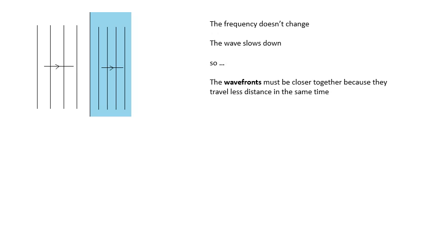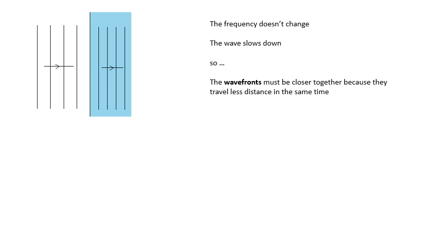Now, the frequency doesn't change. The frequency is the number of waves every second. That can't change. We're not creating or losing waves. So the frequency doesn't change, but the wave slows down. So because of that, the wavefronts have to get closer together because they have to travel less distance in the same time, so they get closer together.